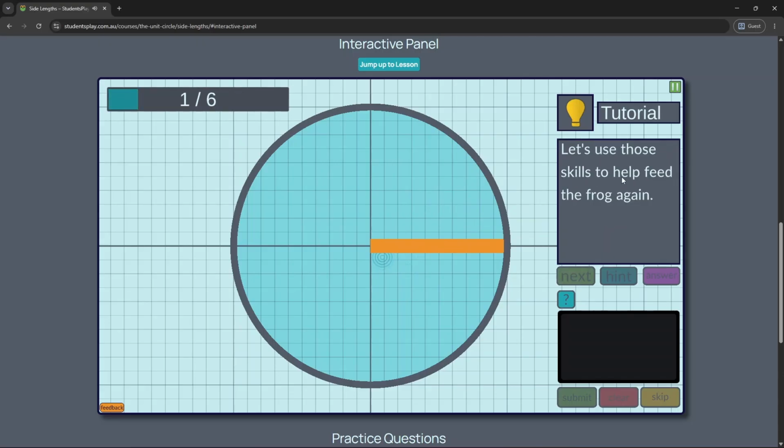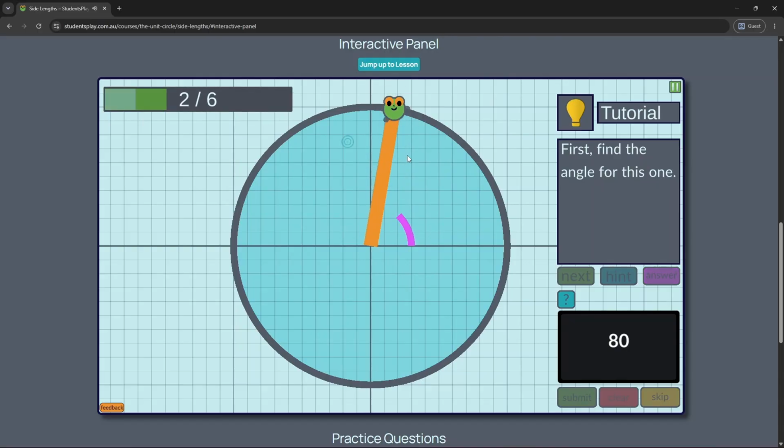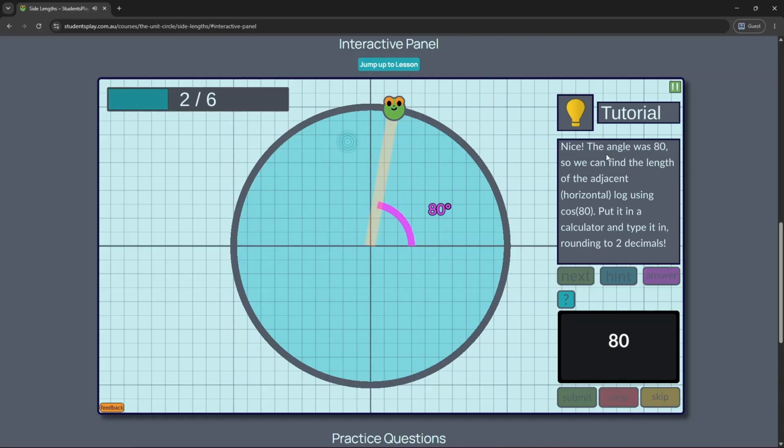Let's use those skills to help feed the frog again. First, find the angle for this one. All right, we're almost at 90, so why don't we try like 80? Nice. The angle is 80, so we can find the length of the adjacent horizontal log using cos 80. Put it into a calculator and type it in, rounding to 2 decimals.